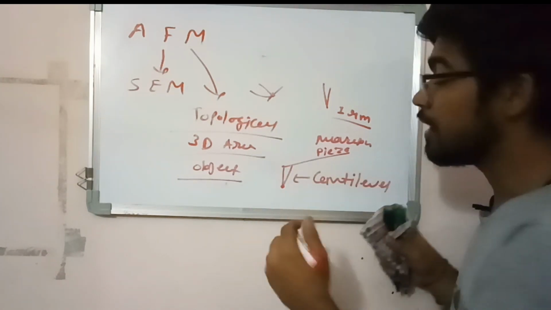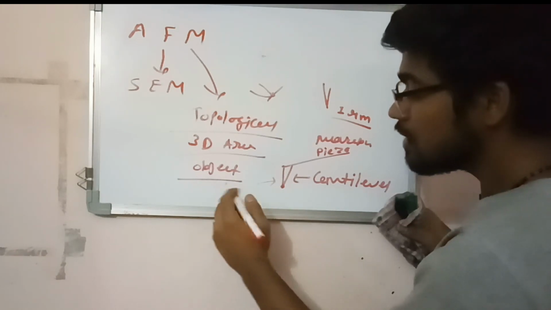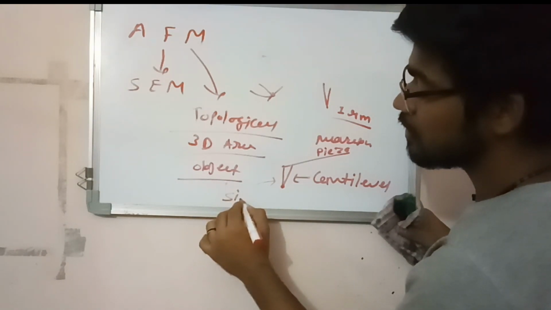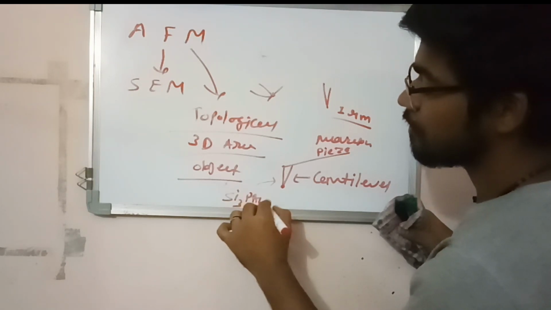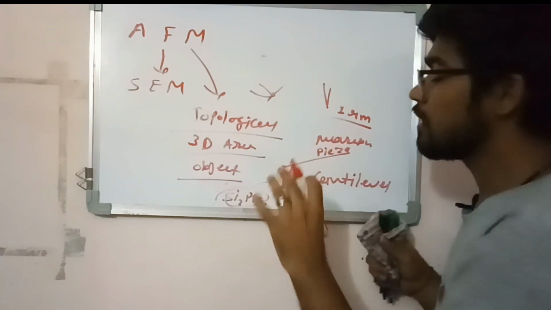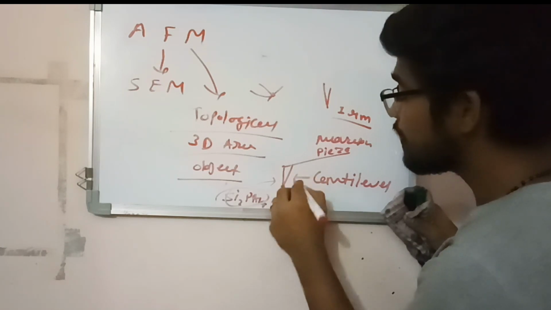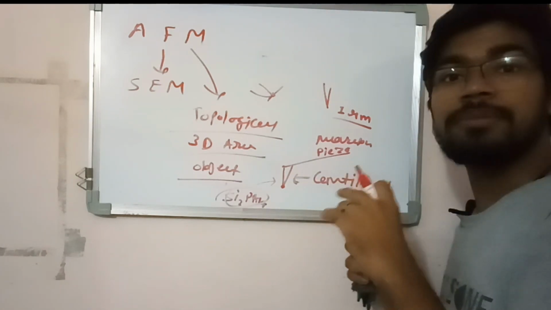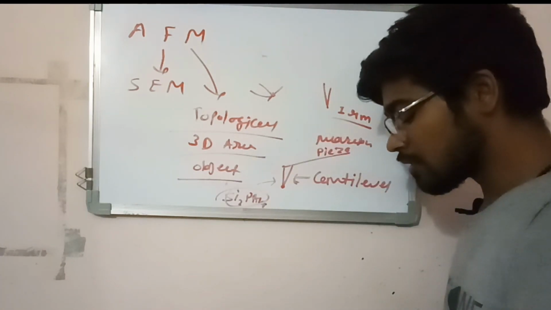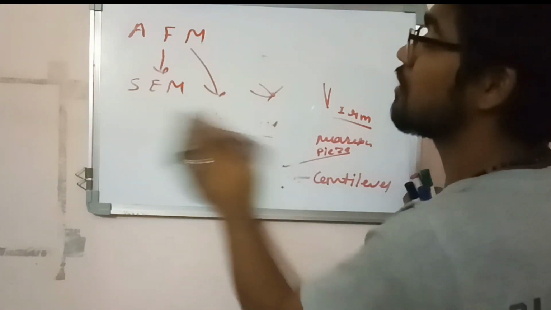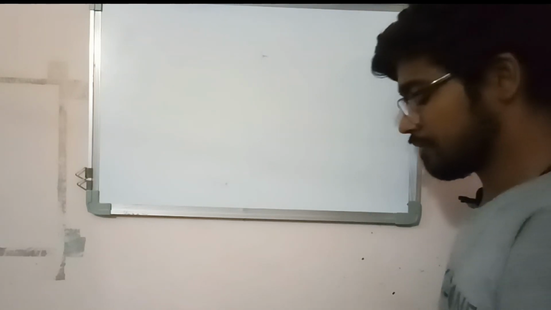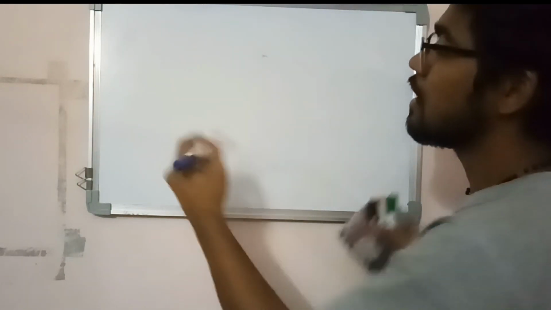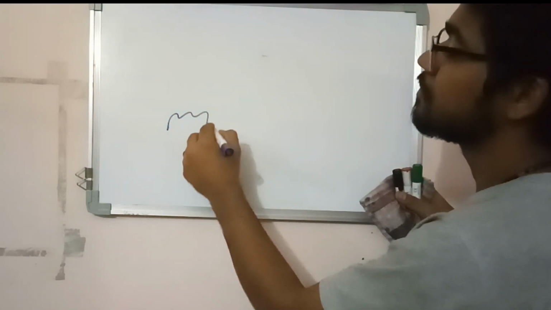Now, the cantilever is a pointer which is made up of silicon nitride, Si3N4, something like that. It is made up of this, and the tip is very sharp. By the sharp tip, we can observe the topological state. Now, exactly what happens? For example, this is our object.